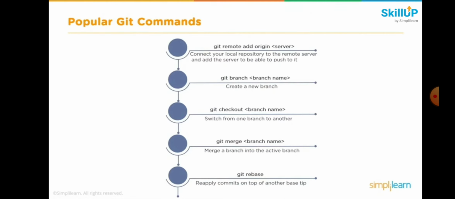git checkout and then the branch name will allow you to switch from one branch to another branch. git merge branch-name will merge a branch into the active branch. So if you're working on a new feature, you're going to merge that into the main branch. git rebase will reapply commits on top of another base tip. And these are just some of the popular Git commands. There are some more, but you can certainly dig into those as you're working through using Git.